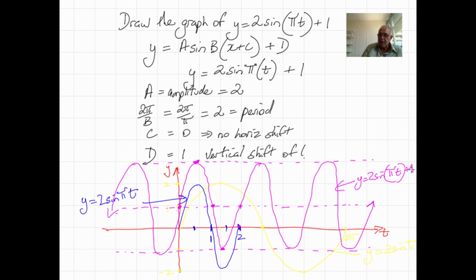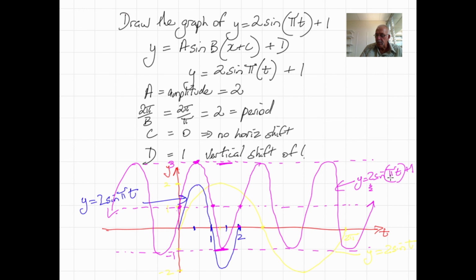So I've taken into account the fact that we've got an amplitude of 2. So the distance from the peak to the trough, or the maximum to the minimum, is 4 units. So it goes from -1 to +3. So that's a total of 4 units. Half of that is the amplitude. Half of 4 is 2. So that's correct. That's my amplitude.